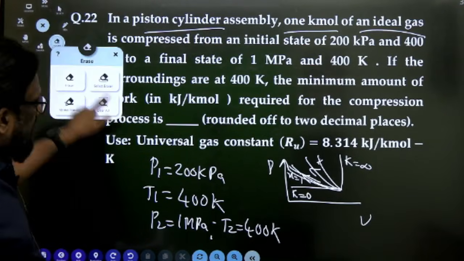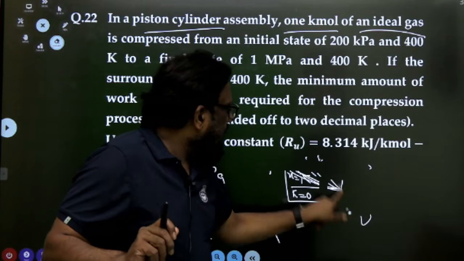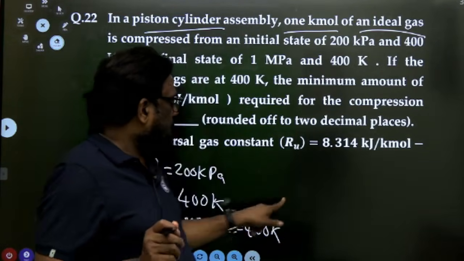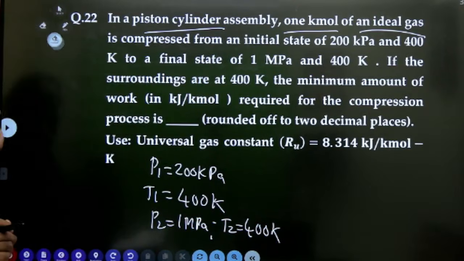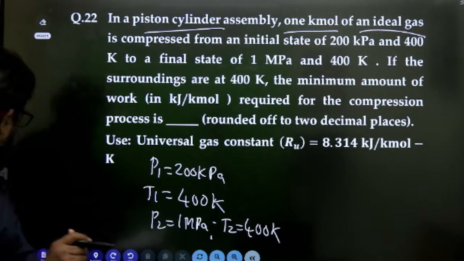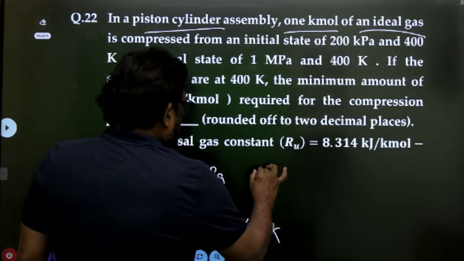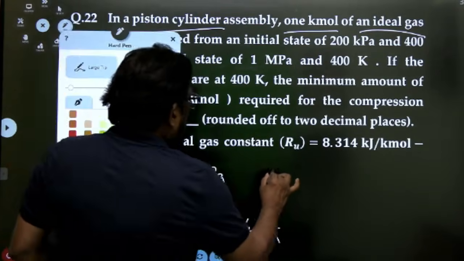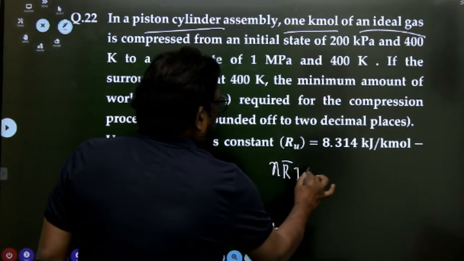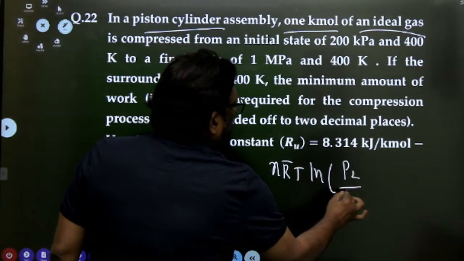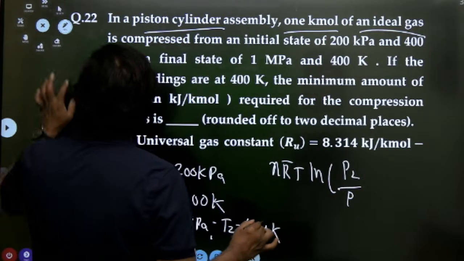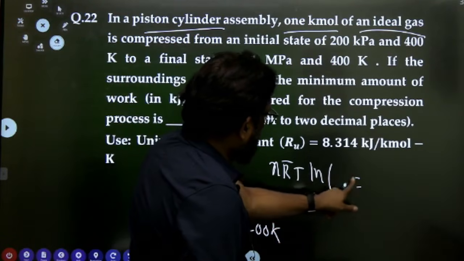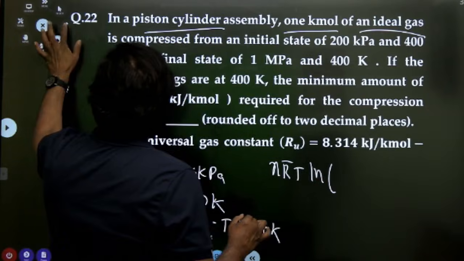So therefore, एक सेकंड, तो let's calculate the minimum work बोला है, तो work input will be minimum for isothermal. What is the physical explanation for this? Okay. तो it will be N R bar T ln P2 by P1. ना. N R bar T ln V2 by V1. V2 by V1. Correct.